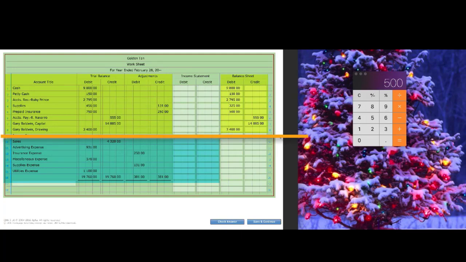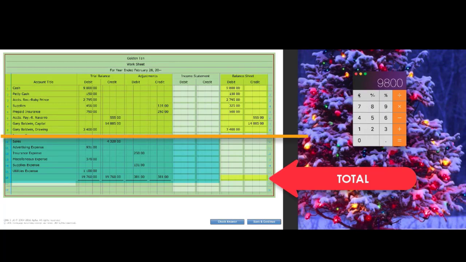Now what I can do is I'm going to total up my balance sheet debits and my balance sheet credits. So I'm going to take 9,800 plus 150 plus 2,795 plus 325 plus 500 plus 340. And this column, I'm getting 16,970. Then I'm going to take my credit column, 555 plus 14,885. And I'm going to get 15,440. Now they don't match, and that is okay because we still have to figure out whether or not I have a net income or net loss. And when I add in the net income or net loss, that's when my debit and credit columns should match.